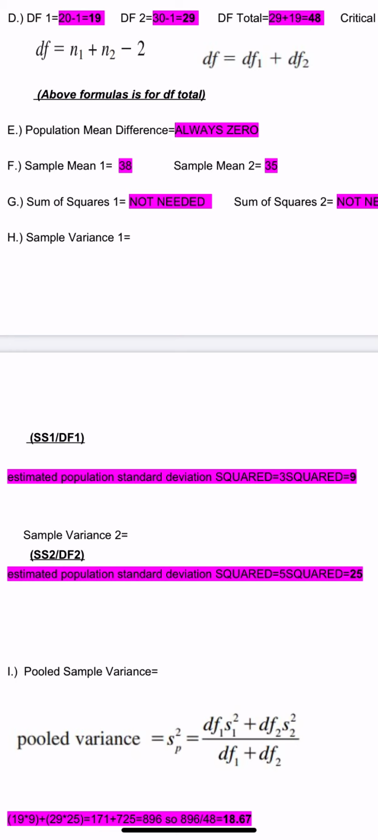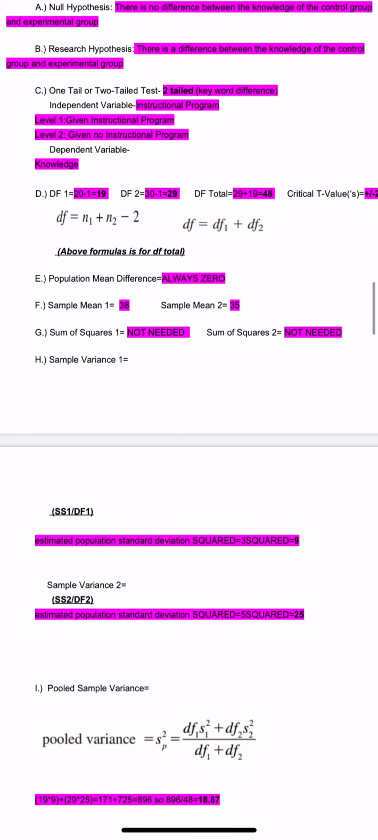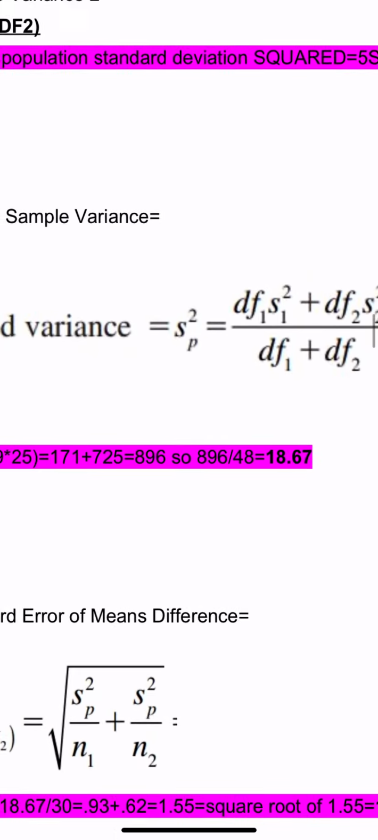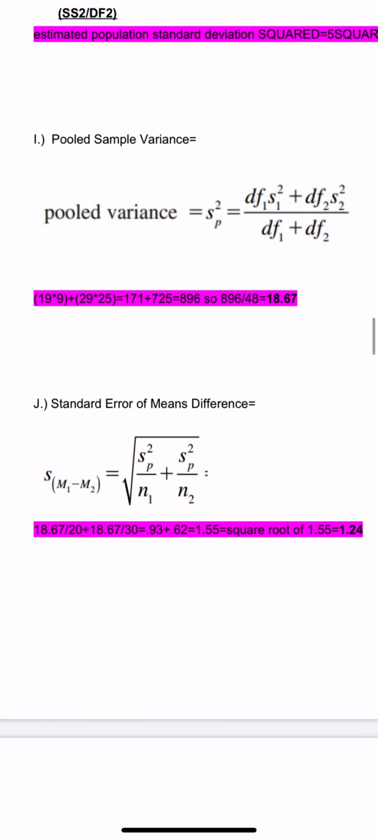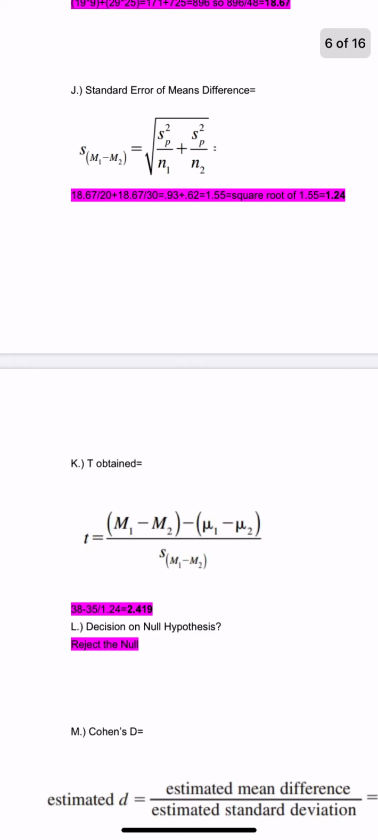So in order to get sample variance 1 and sample variance 2, all we are going to do is square those standard deviations that were in the question. We'll get 3 squared is 9, 5 squared is 25. Plug them into this formula, you'll get 18.67. Then plug the pooled variance into this formula for the standard error of the mean, you'll get 1.24. T obtained, you'll get 2.419.